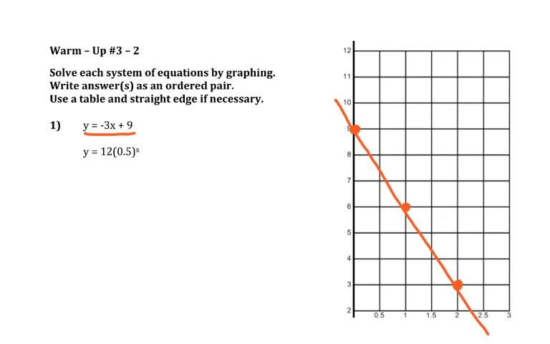Okay, for the second equation, because it's an exponential equation, and I can tell that by looking at the exponent right there, I know that my initial value is 12, and I know that this is decay and it's going to go down by half every time, so I can just use that to graph it. And so I would start at 12, and then I go down to half of 12, which is 6, and then I go down to half of 6, which is 3. And so that's how I know how to graph that one.